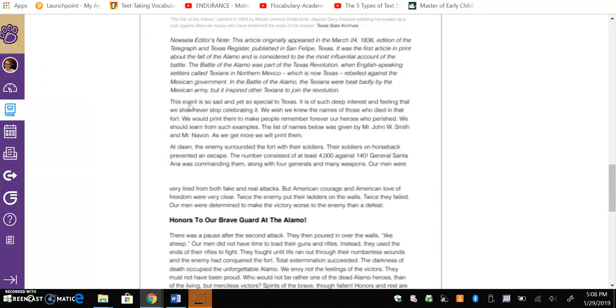So it says, this event is so sad and yet so special to Texas. It is such deep interest and feeling that we shall never stop celebrating it. We wish we knew the names of those who died in the fort. We would print them to make people remember forever our heroes who perished. We should learn from each such examples.